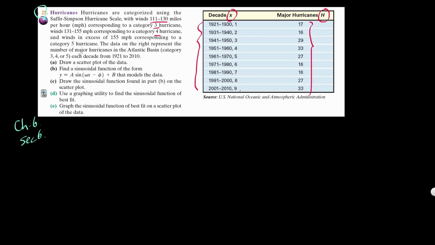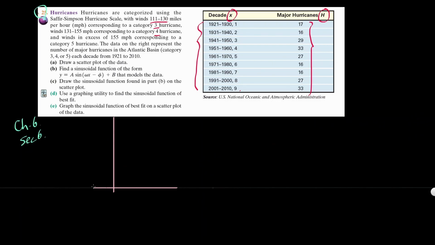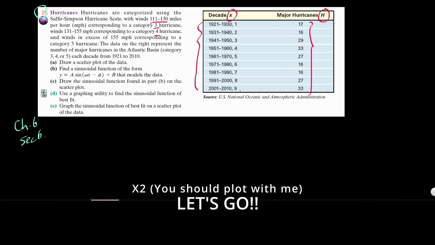The data on the right represent the number of major hurricanes from 2001 to 2010. So A should be pretty easy. Let's do it together. A is just drawing a scatter plot of all those data. So we're only going to focus on the first quadrant here. Let's label, just going to do a quick sketch, 1, 2, 3, 4, 5. I might need to draw a little bit bigger. So I'm going to draw my x and y axis a little bit taller here.